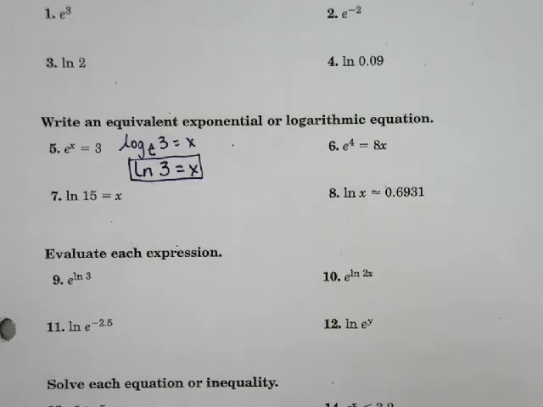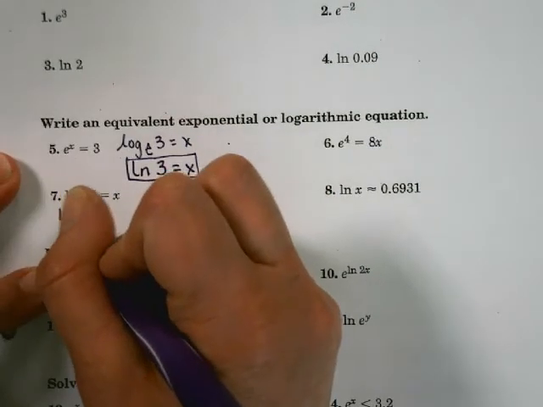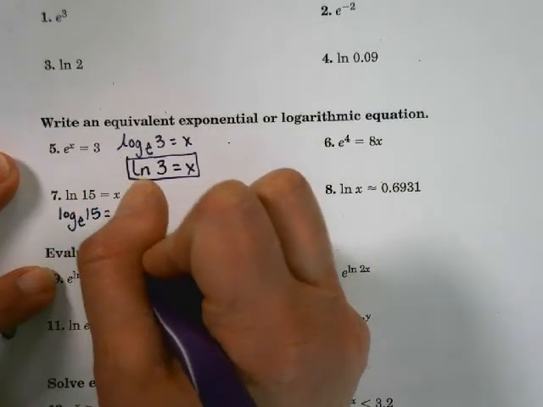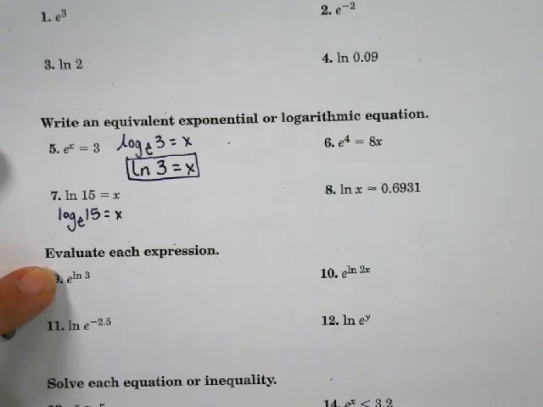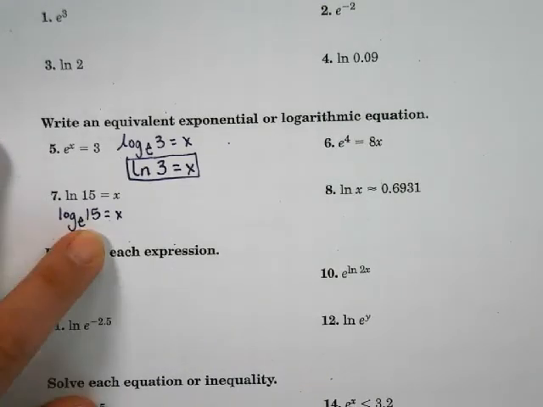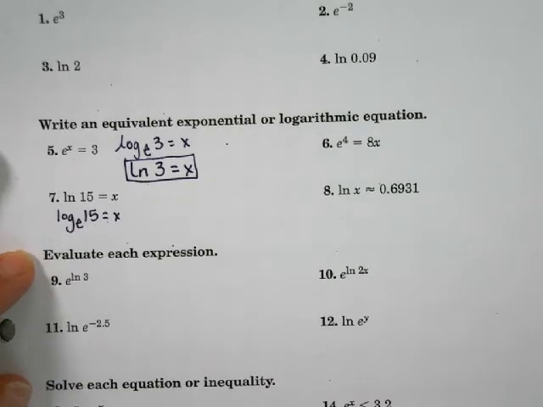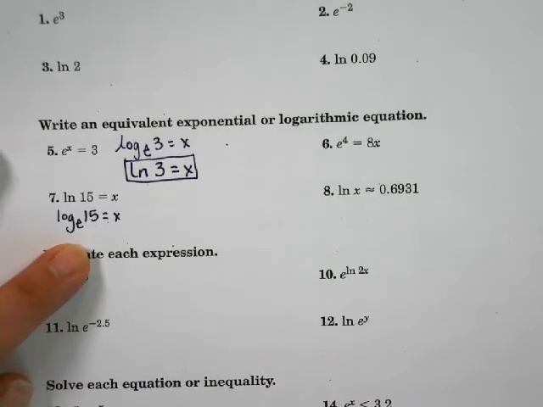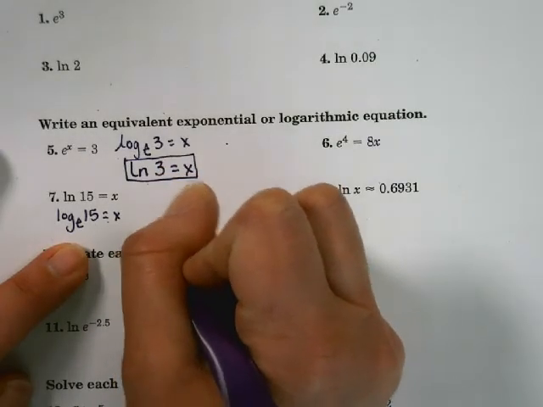Okay, so then let's do 7. The natural log of 15 equals x. This is logarithmic form. Let's go to exponential form. Remember, this means log base e of 15 equals x. Like I said, I still write it like this just so I can get it all squared away. So what would he be in exponential form?